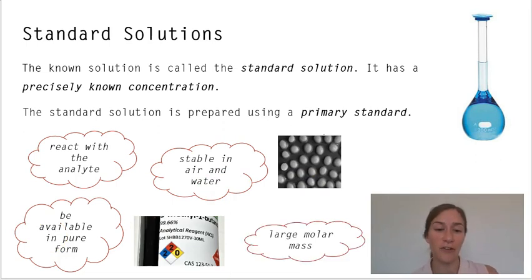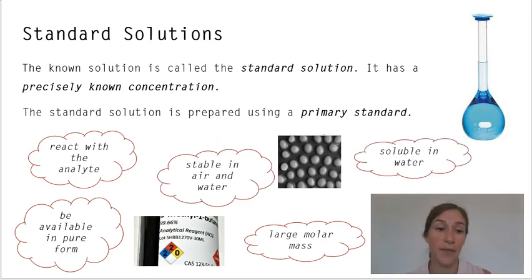It needs to have a large molar mass. This is because you want to weigh out a high mass, not a low mass, because that will be more accurate on the scales if the scales have a resolution of, say, plus or minus 0.01 or 0.02 grams. And the last thing that we look for is that it has to be soluble in water, because most of our titrations are carried out under aqueous conditions.